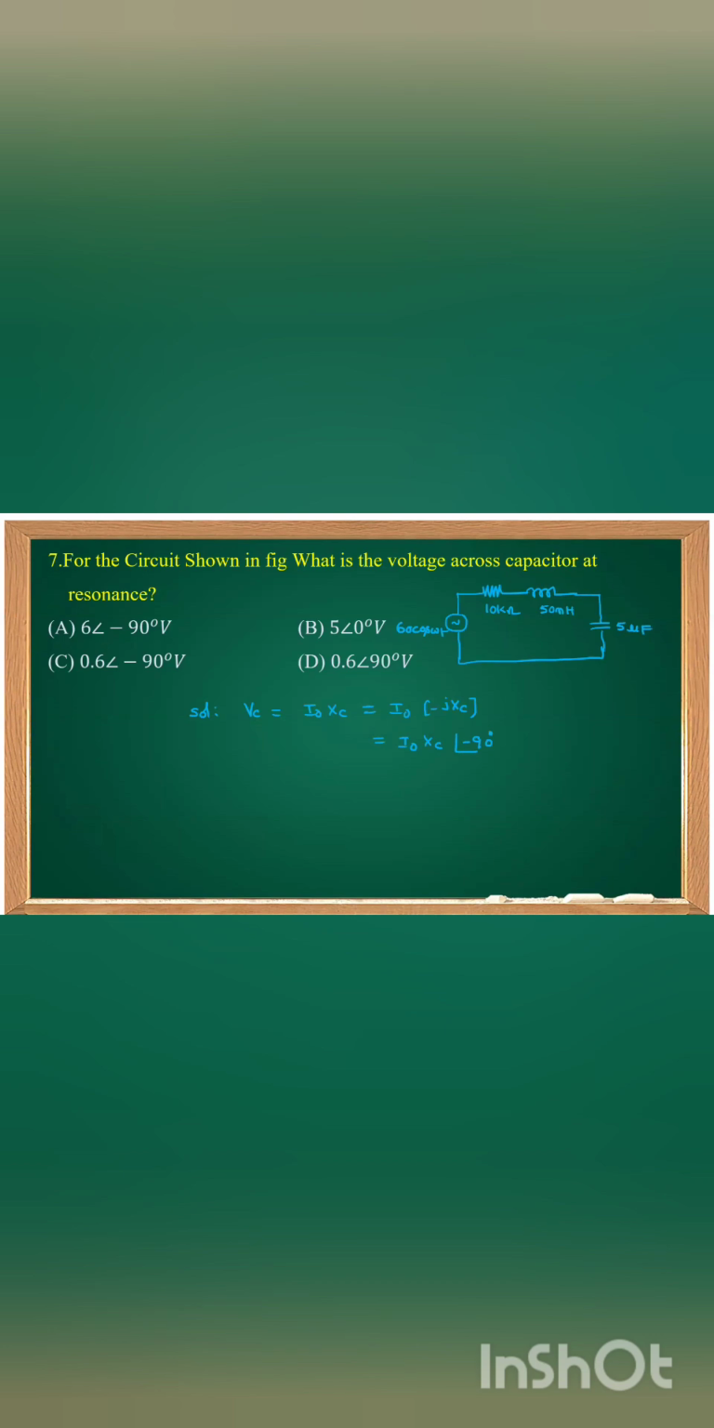Then you have to calculate the capacitive reactance and I naught. I naught equal to V by R. And you calculate Xc. Xc equal to 1 by omega C. Xc equal to 1 by omega naught C. That is how to do the calculations.